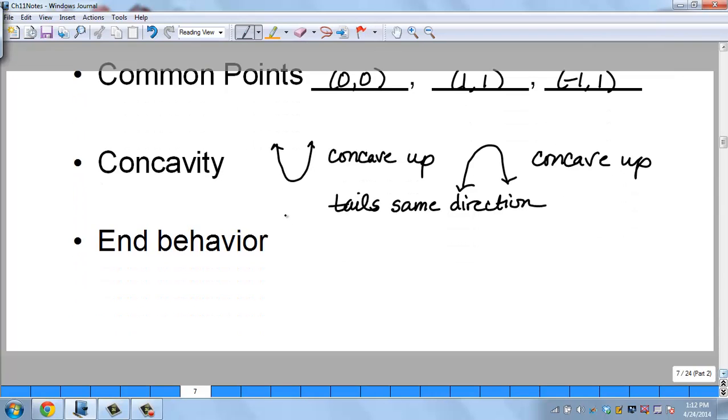So let's talk about end behavior. If we have one that's concave up like this, as x goes to positive infinity, my y's are also going to positive infinity. And as my x's go to negative infinity, over here, you'll see my y's are still going to positive infinity. They're both going the same way. And if it were concave down, they would both be going to negative infinity. So basically what I want you to get out of here is that my tails are in the same direction.